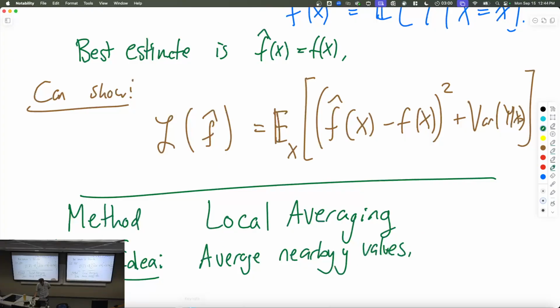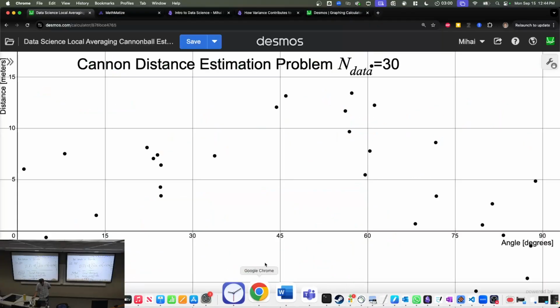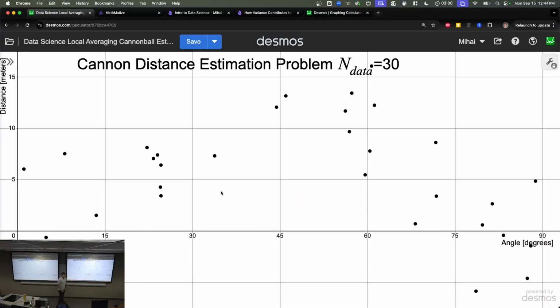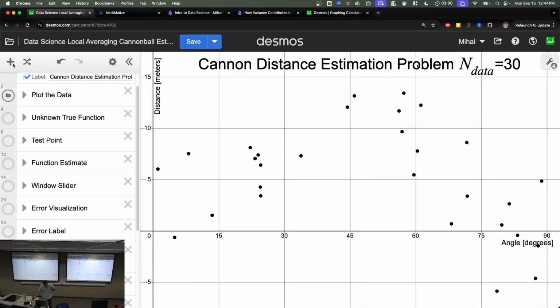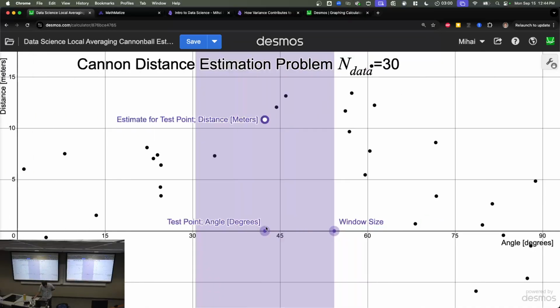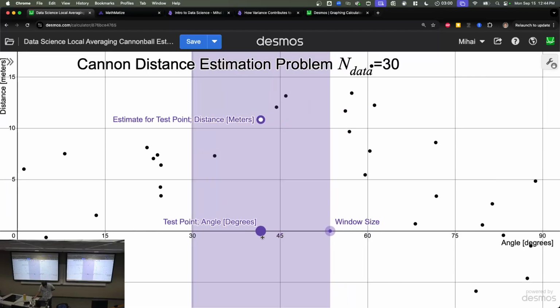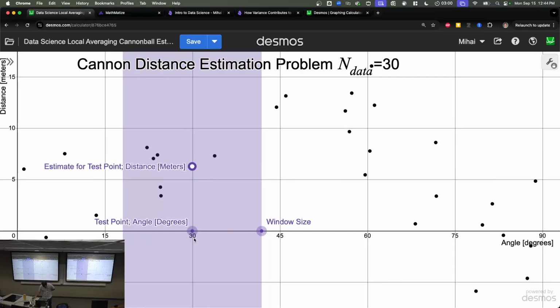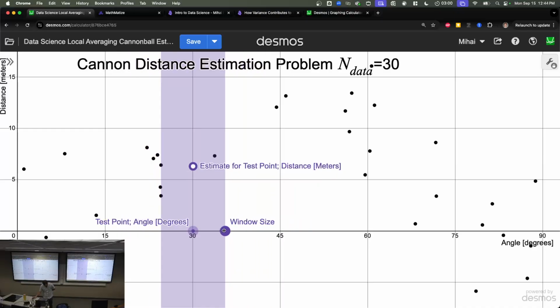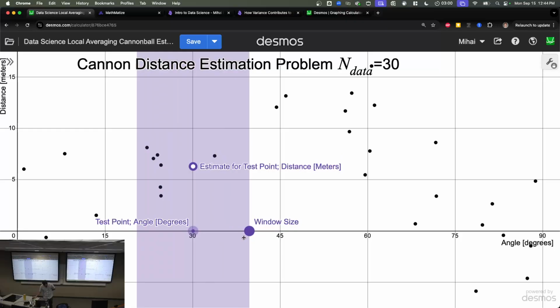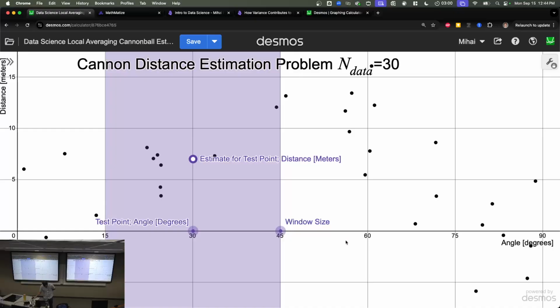So what do I mean by this? Let me show you in the picture. Let's pretend we want to come up with an estimate at some point. I have a little test thing for this. Let's pretend I want to figure out what our estimate should be at 30 degrees. So I do it at 30 degrees. Then I set a window size, which I can make really small or really big. Let's set it to 15, a nice round number. So here I'm estimating the value at x equals 30 by using a window size of 15.